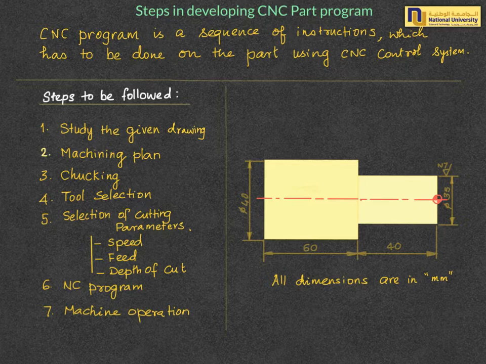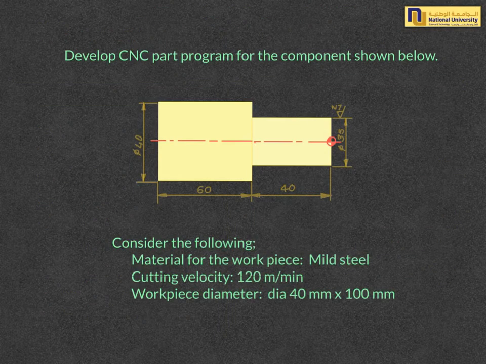With knowing all these 5 items, we can start writing the CNC program, and later this CNC program can be punched into the CNC machine control system, and the machining operation is carried out to produce the given part. The component for which CNC part programming is to be developed is shown in this slide. The material for the workpiece is given to be mild steel with a cutting velocity of 120 meters per minute, and the workpiece size is 40 millimeter diameter by 100 millimeter.